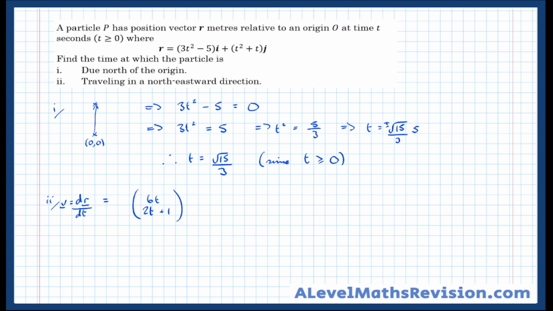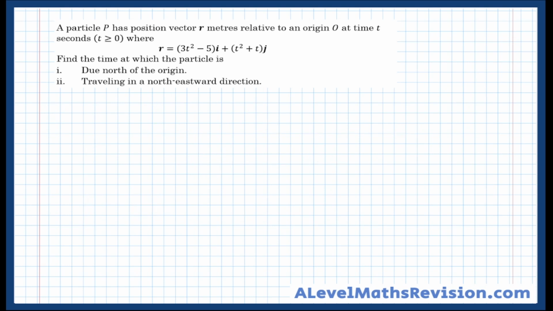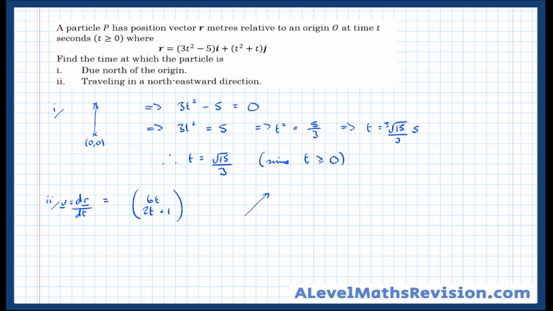And travelling in a northeastward direction is this direction here. For every 1 unit we go to the right, we'll go 1 unit up. It's on the line y equals x. It's where both the components of velocity are equal. So it's travelling in the direction (1, 1). Therefore, 6t equals 2t plus 1. Which means that 4t equals 1, which means that t equals 1/4 of a second.